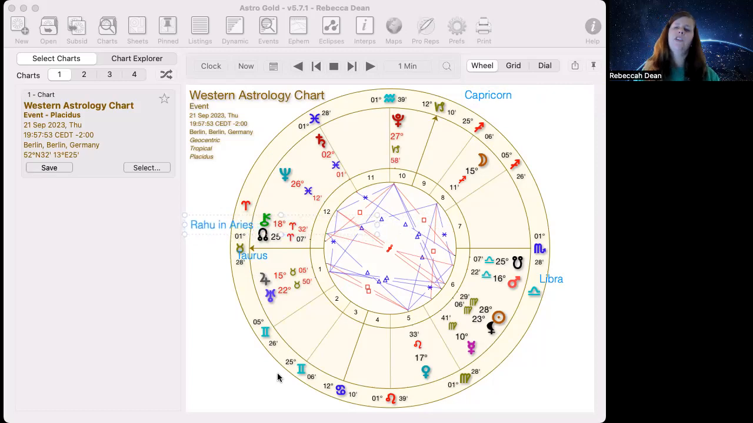Just one last question. What sign is Mercury in? It's a very good sign for Mercury. Where is Mercury? What house is Mercury in? What sign is he in? Okay. Right here, Mercury is in Virgo.